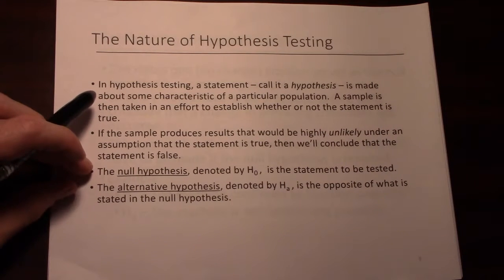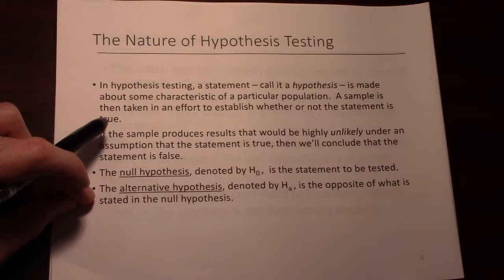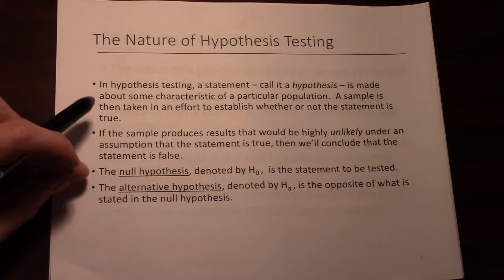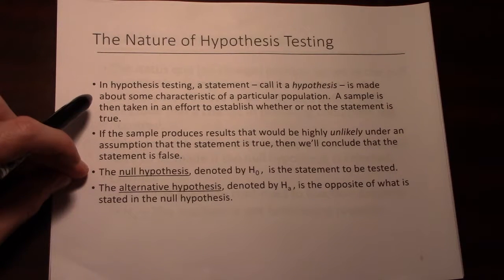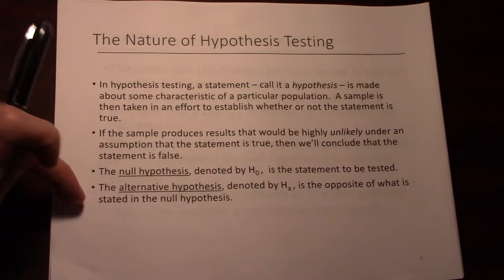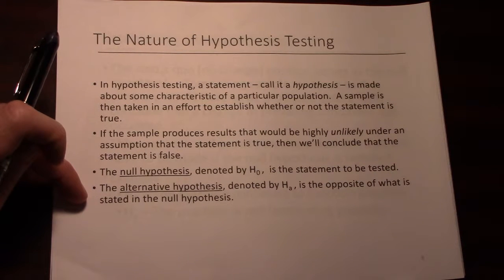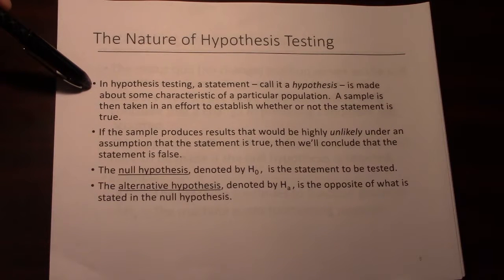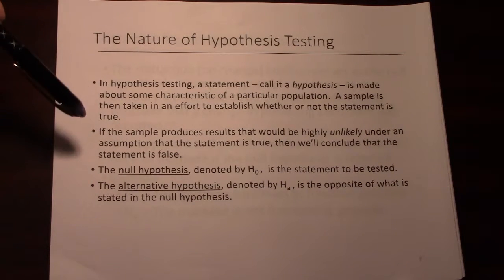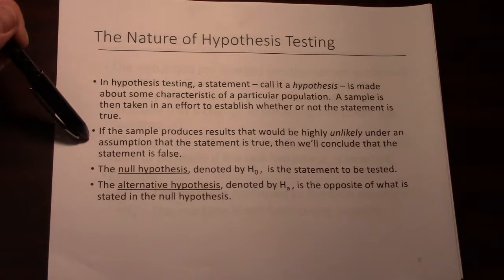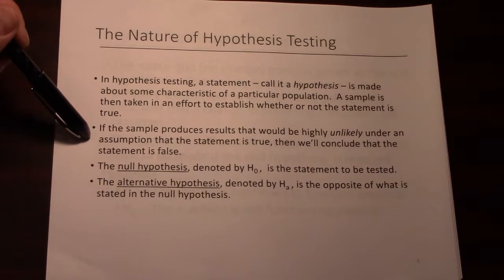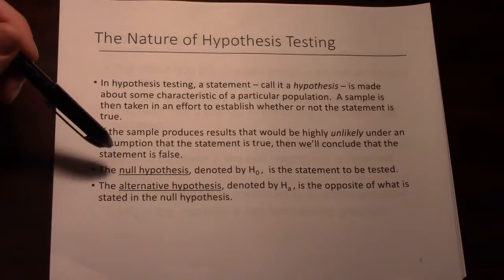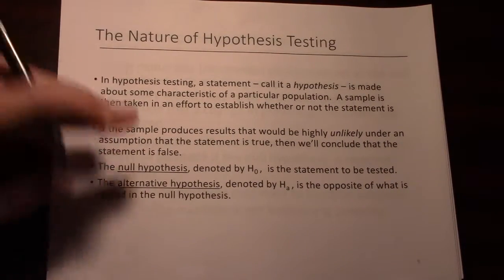So if the null hypothesis is that the mean is equal to some value, the alternative is that it is not equal to some value. Also, we were looking at null hypotheses where the mean is greater than or equal to some value, which would mean the opposite would be that the mean is less than some value. So moving back up here, we make a statement called a hypothesis, and then if we produce sample results that would be highly unlikely under this assumption that the null is true, then we reject it and we conclude that it is false.